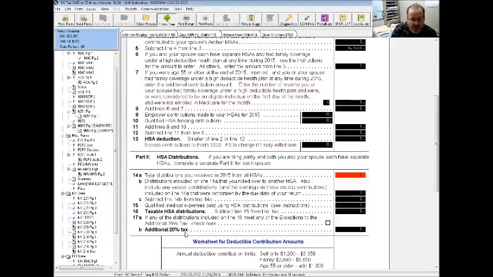As you can see down below, if there's any that you account for in your distributions that were not for qualified medical, you pay a 20% tax, okay? Now, one thing I will say, there is an exception here where it says if any of the distributions included on line 16 meet the exceptions to the additional 20%, check here.